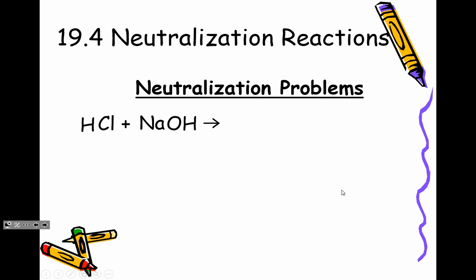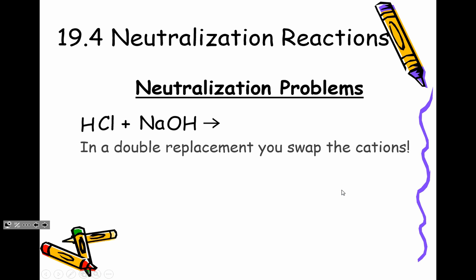Now, in a neutralization reaction, double replacement reaction, we have two compounds. And as a double replacement, what we're really looking at doing is swapping the cations. Remember, cations are the first listed. So the H would be the H+ ion in HCl, and the Na would be the Na+ ion in NaOH. And what we're going to do is swap those two things.